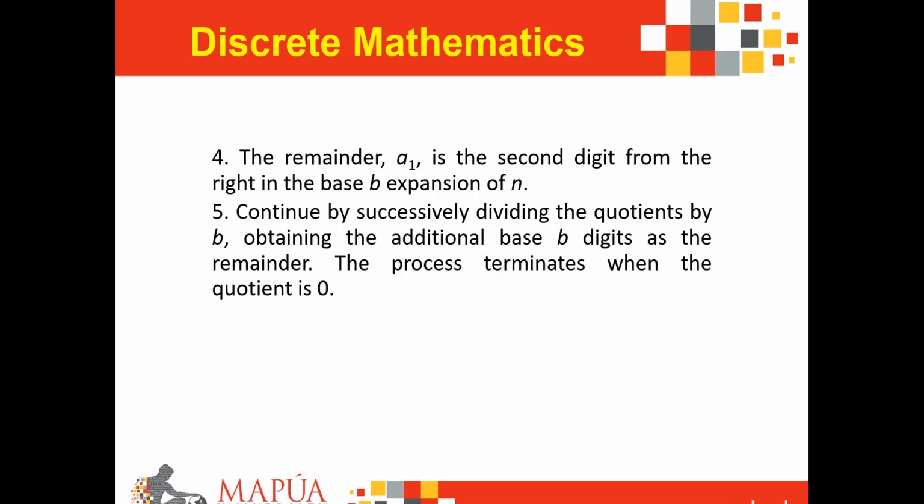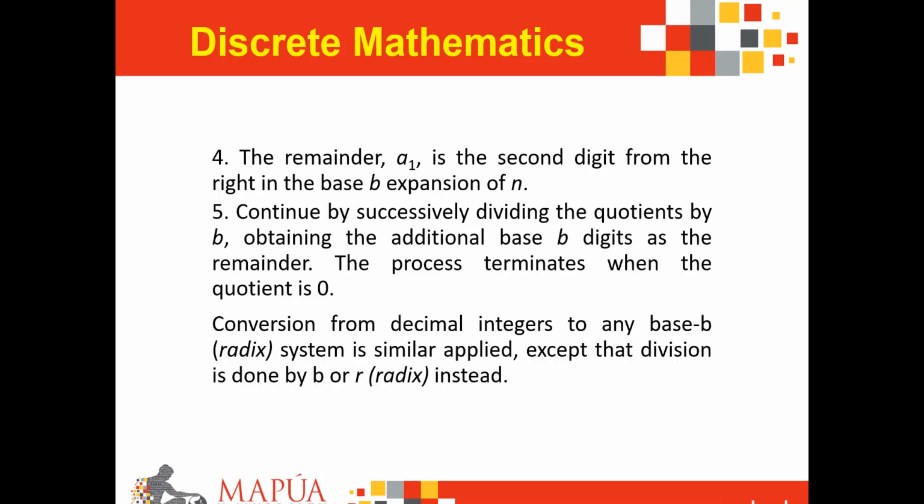Continue successively dividing until the corresponding quotient becomes less than 1. The process eventually terminates when the quotient is 0. The conversion of decimal integers to base b is similarly applied to any particular base r.